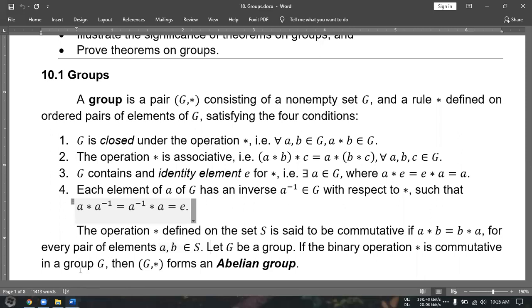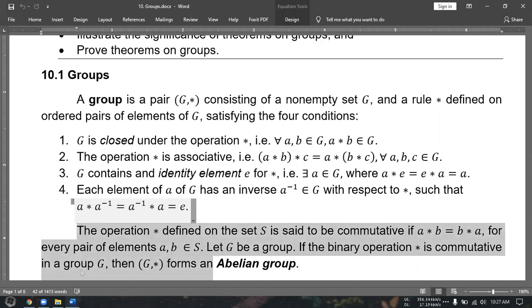Let G be a group. Now, if the binary operation star is commutative in a group G, then the pair of the set and the operation forms an abelian group. Take note that this is already a group. We already found or verified that the pair of the set and the operation is a group.